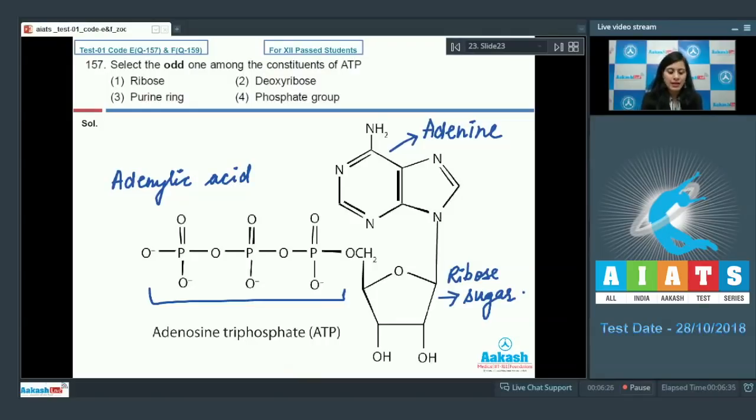The very first option is ribose. This cannot be a correct answer because ribose is included in the structure of ATP. The third option is purine ring, and this cannot be a correct answer because this adenine is a heterocyclic purine ring which is present in the structure of ATP. The fourth option is phosphate group, and this is an incorrect option because these are also present in this ATP. Our second option is deoxyribose, and deoxyribose is found in DNA and not in ATP structure, and so it is the correct answer to this question. So the correct answer for this question is option number 2. Let's move on to the next question.